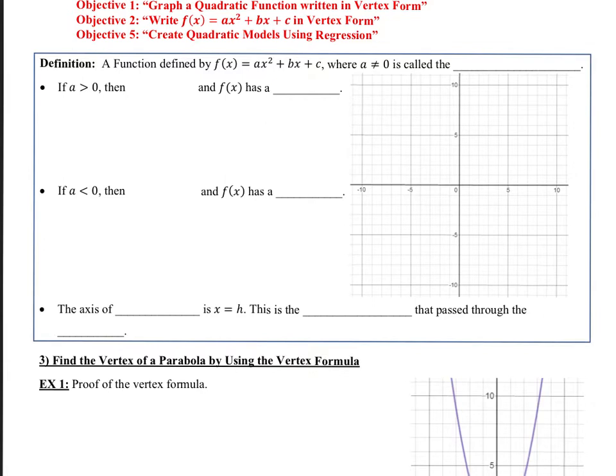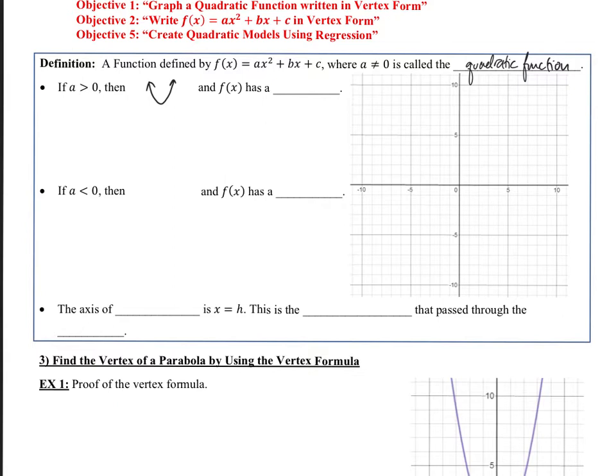So by definition, a function defined by f of x equals ax squared plus bx plus c, where a is not equal to 0, is called a quadratic function. Okay, so a few things to note. If the a value is greater than 0, then our parabola opens upward. Now, you might say, what is a parabola? Well, when you graph a quadratic function, you'll end up with a graph that looks something like this. A parabola. It either opens downwards or it opens upward. So when we have a greater than 0, we have a parabola opening upward.